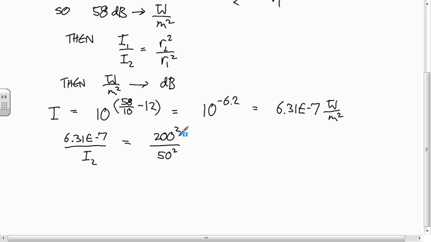And what you get here is what we talked about last time. These distances are different by a factor of 4, so your intensities are going to be different by a factor of 16. And so that's what you get. This value is going to be 1/16 of this value. So I2 is equal to, you're just doing that algebra and you get 3.94 times 10 to the minus 8 watts per meter squared.